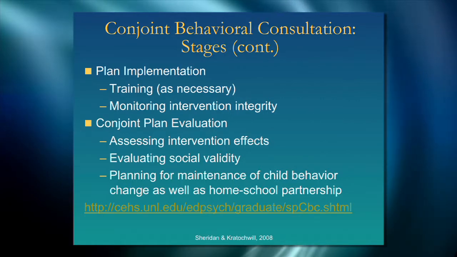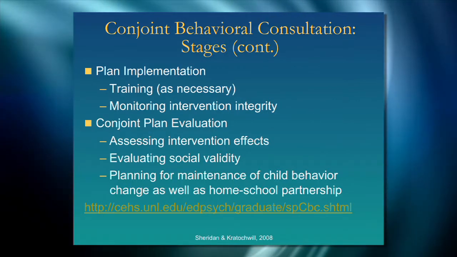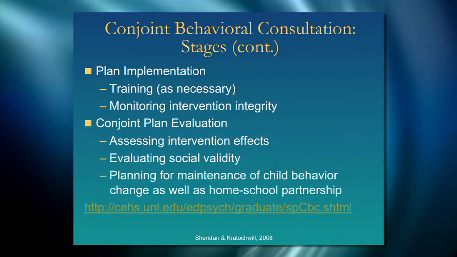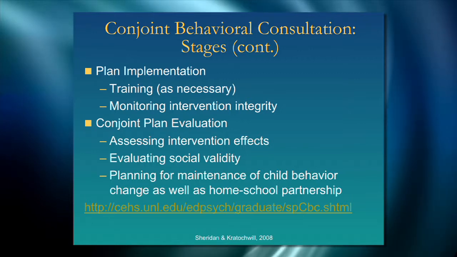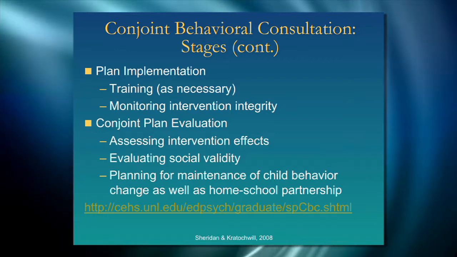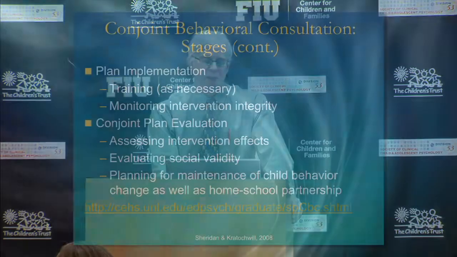Plan implementation is as I've described for conjoint behavioral consultation, and then conjoint plan evaluation. You're looking at data to determine whether the intervention's working. Social validity here is referring to acceptability. Do both the parent and the teacher find the intervention acceptable? Is it feasible from both of their perspectives? It can get complicated, obviously, especially if one thinks it is and the other doesn't, and you have to work out the differences. And then planning for maintenance.